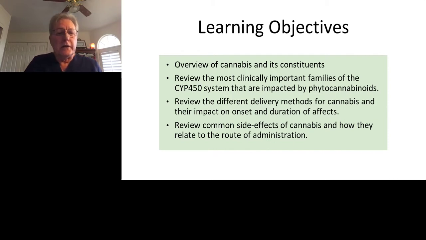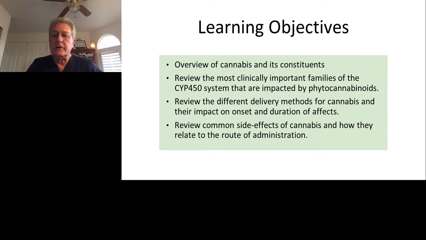So our learning objectives for this presentation: I'd like to give you an overview of cannabis and its constituents and review some of the most important families in our phase 1 or cytochrome P450 elimination system impacted by phytocannabinoids, review the different delivery methods of cannabis and their impact on onset and duration of effects, and review common side effects of cannabis and how they relate to route of administration.